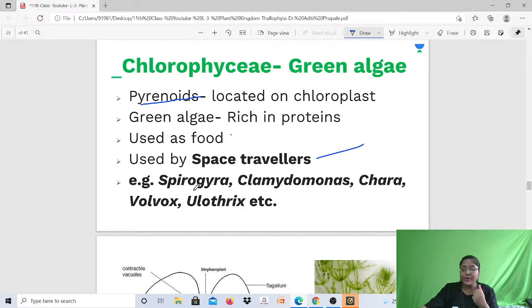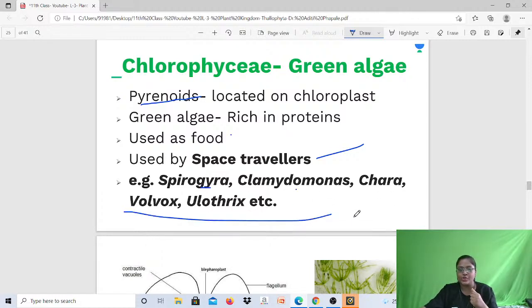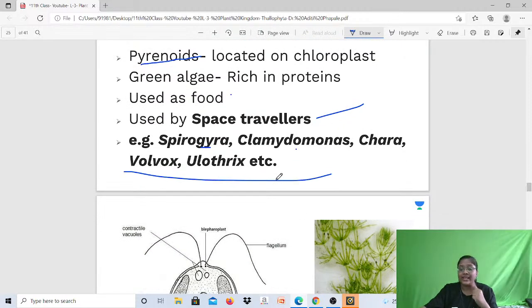Examples: Spirogyra, Chlamydomonas, all of them are green algae. Spirogyra, Chlamydomonas, Chara, Volvox and Ulothrix. Okay, all of them are green algae. Remember the examples. In biology, examples are very important. Correct? So please remember the examples: Spirogyra, Chlamydomonas, Chara, Volvox, Ulothrix, etc.